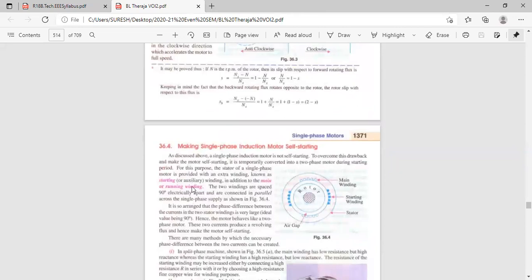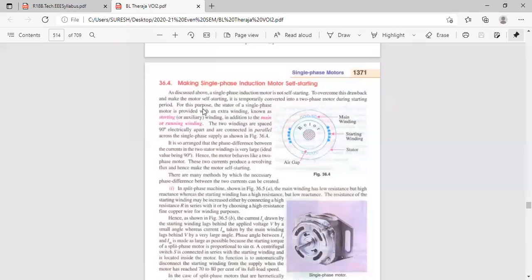Any doubt in this para? Go through this first para. If you have any doubt in this first para, you can ask me.